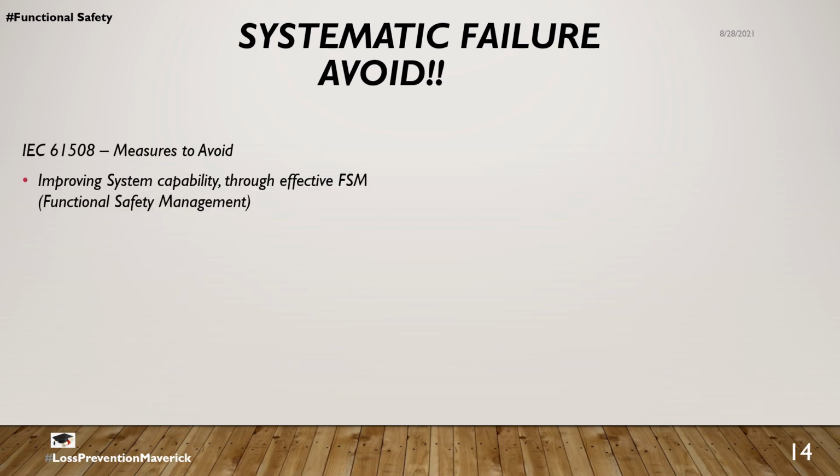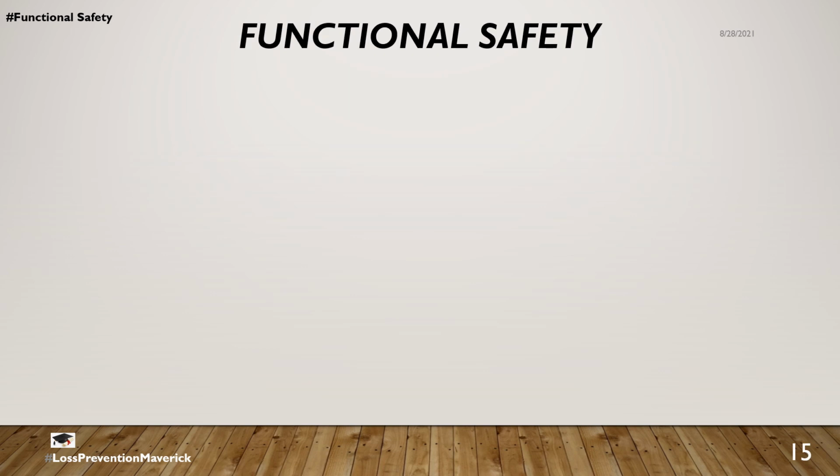And what do these codes tell us? The measures to avoid, like we said, are improving the system capability through effective functional safety management, and of course IEC 61511 asks us to buy IEC 61508 compliant devices. So now we've seen the SIF states, and we've seen why these SIFs move across or transform onto various states because of the various failures.